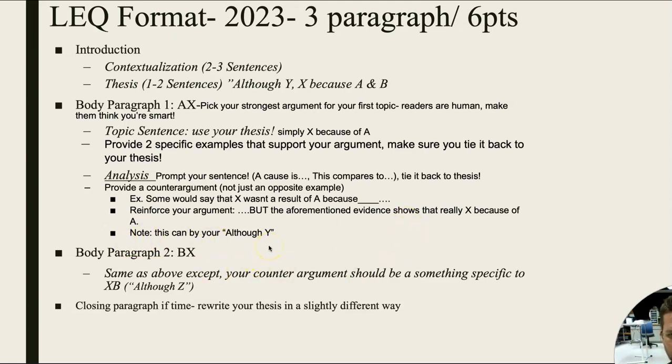Now here's where it gets a little bit trickier. In body paragraph 2, it's going to be X because of B, right? And it's the same as above. You're going to say X because of B. You're going to provide two pieces of evidence. Then you're going to provide another counter argument. But this one is going to be although Z, right? And this one's not included in your thesis.